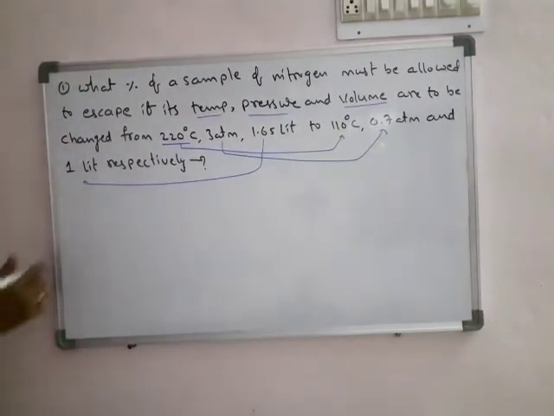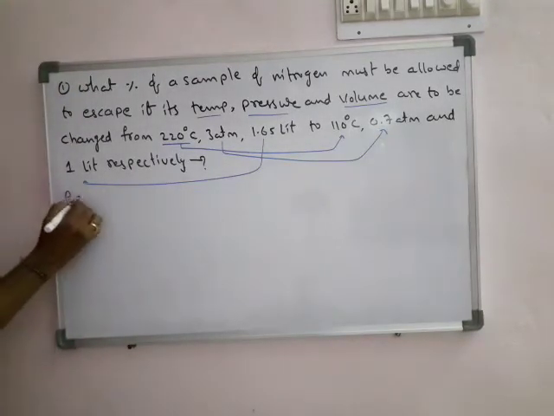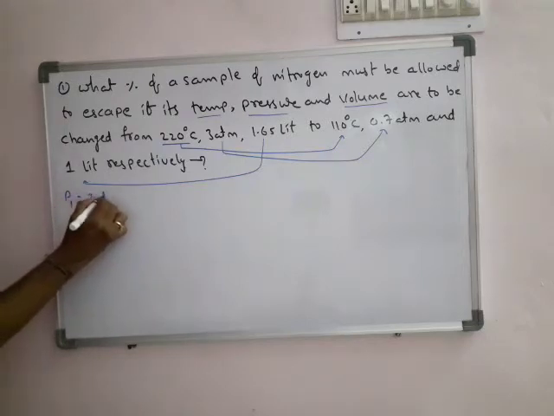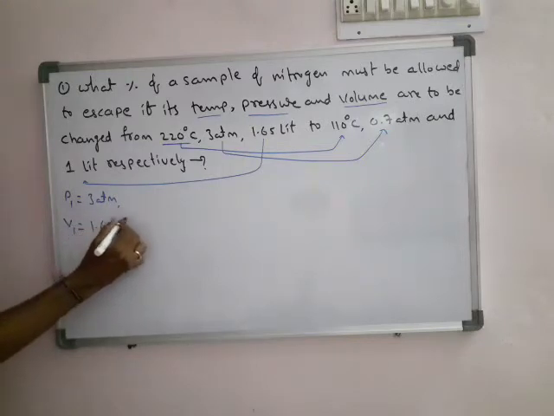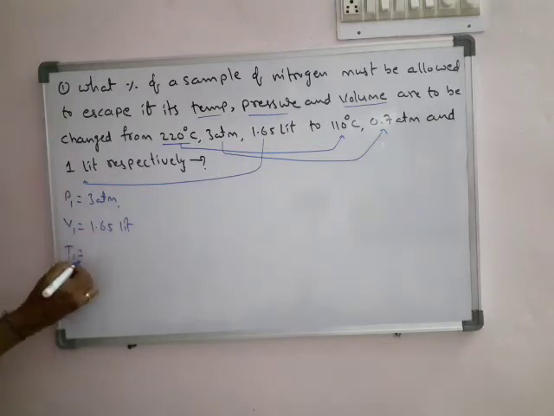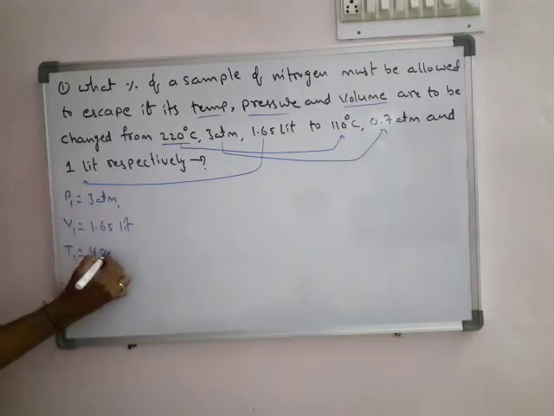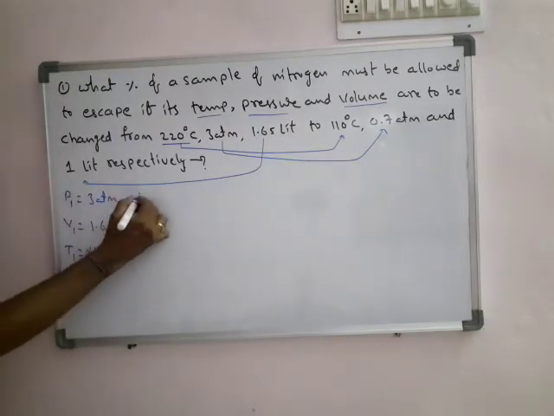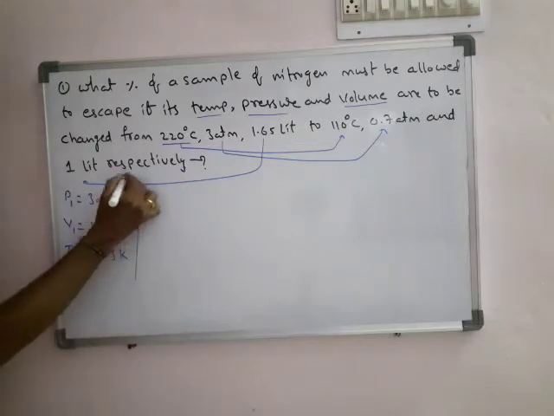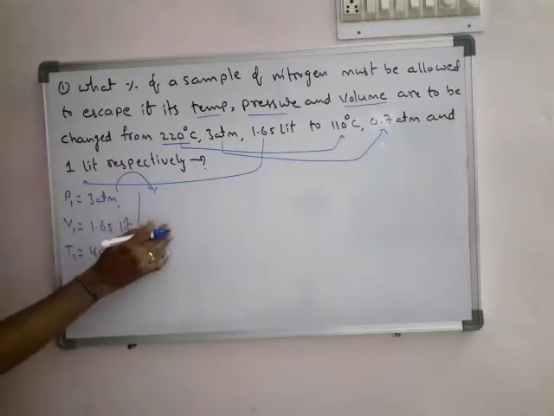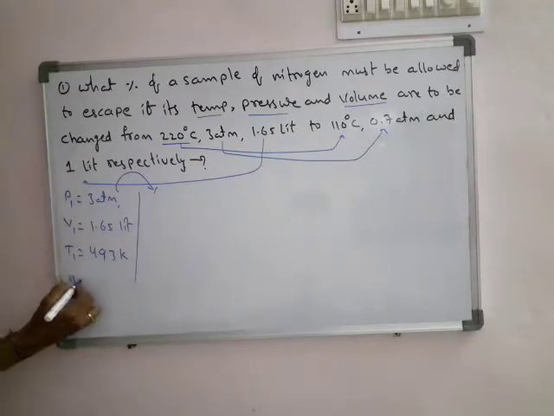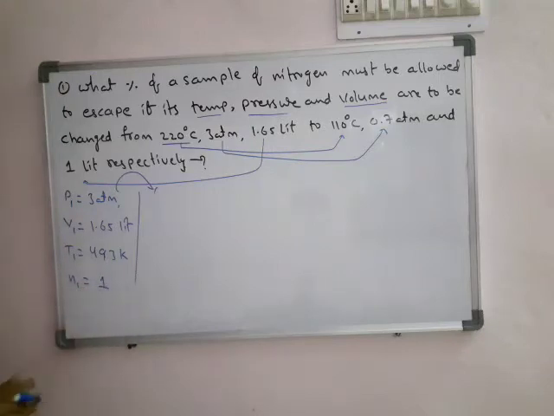now we take the first conditions as P1. So P1 is how much? 3 atmospheres. What is the volume? 1.65 liters. What is the temperature given? 220 degrees Celsius. 220 degrees Celsius, changing it, becomes 293 Kelvin. So what is the second condition? Actually the gas is changed from these conditions to these conditions. Here say the number of moles N1 is equal, just we are taking it as number of moles are 1.